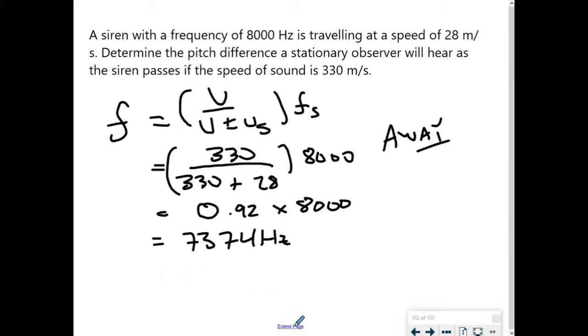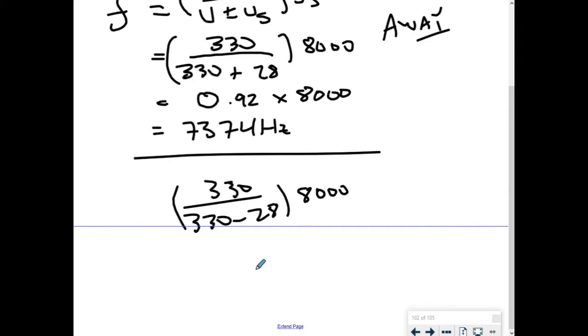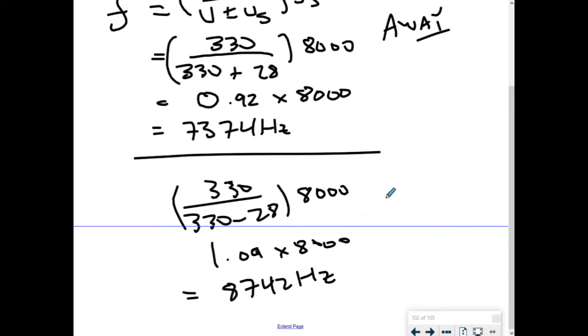Well, let's try it again, but now let's make one subtle change. Let's just change this from being a plus sign to a minus sign. So do 330 over 330 minus 28, times it all by 8,000. So 330 divided by 330 minus 28. My fractional number right here is actually 1.09 times 8,000. This should then make my frequency increase. So now we're going to have a frequency of 8742 if I round it hertz. And so this would be the frequency as it's coming towards you.